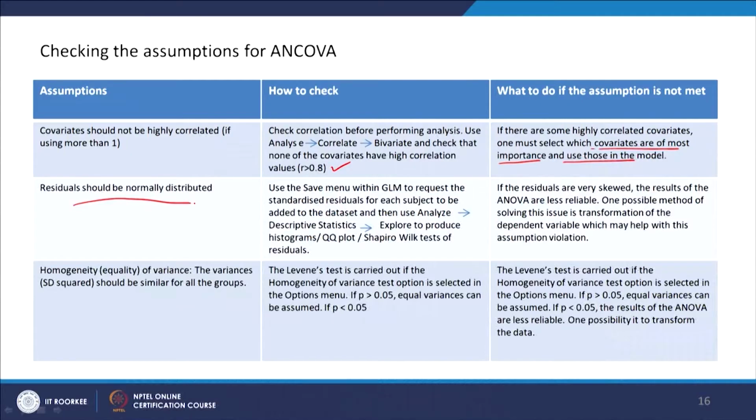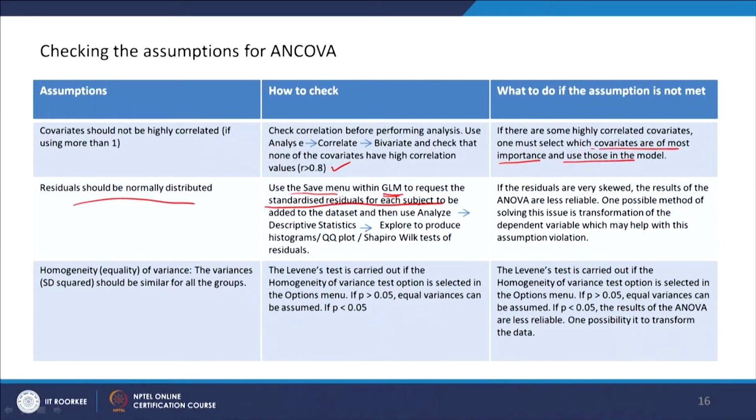Residuals should be normally distributed, right, or the errors should be normally distributed. What does it mean? How to check? First, use the Save menu within GLM to request the standardized residuals for each subject. When you go to the GLM model, there is an option for converting into standardized scores, to be added to the data set for each subject. So, when you standardize, the standardized values will be added to your data set, right.